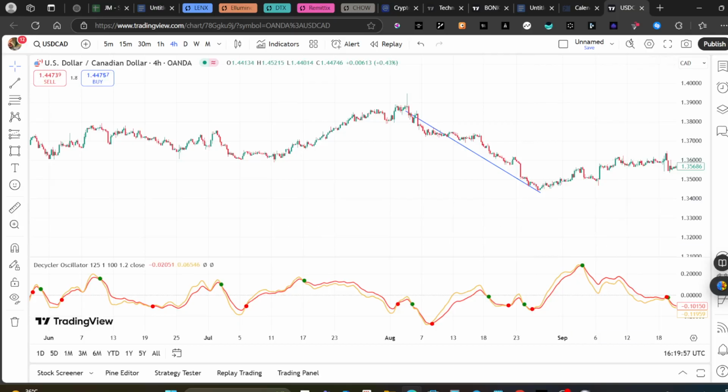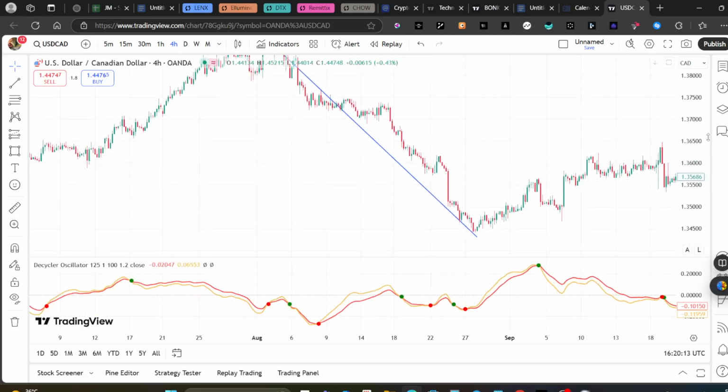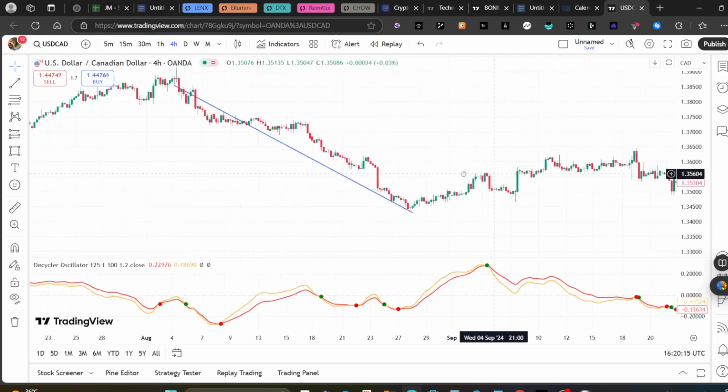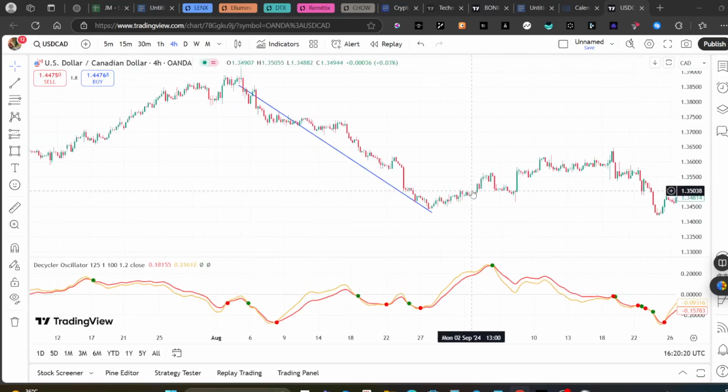Now, some of the features of this indicator include noise reduction, trend detection, customizable settings, and adaptability. One of the standout features of this oscillator is its ability to smooth out price action. Traditional indicators can often give false signals due to market noise, but the Decycler Oscillator is designed to focus only on the relevant parts of price action.